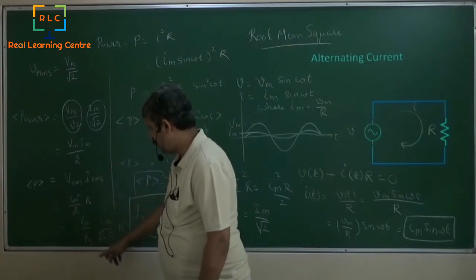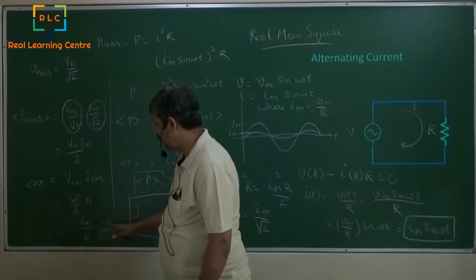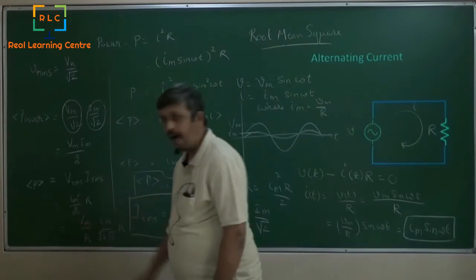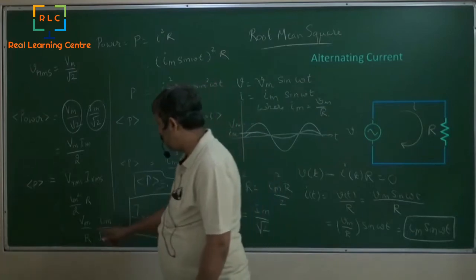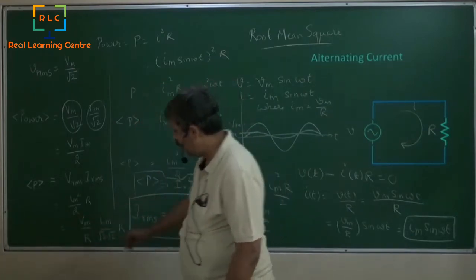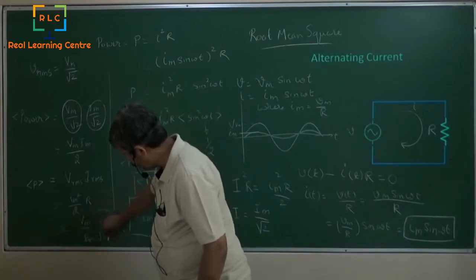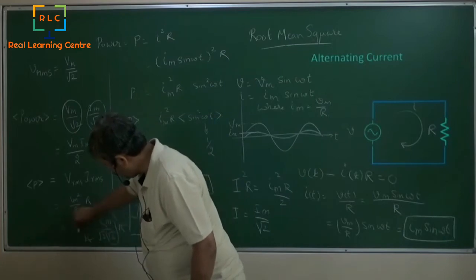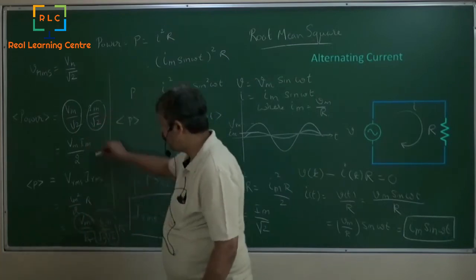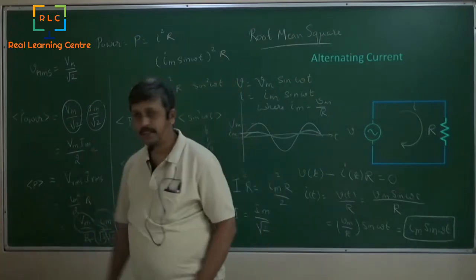I'm taking the Im square by 2 and splitting it into Im into Im. One of the Im I keep as it is, the other Im I'm going to write as Vm by R. Now 2 I split into two of them, root 2 and root 2. Now you see R gets cancelled. So Im by root 2 and Vm by root 2, that is same as this, which is Vrms into Irms.